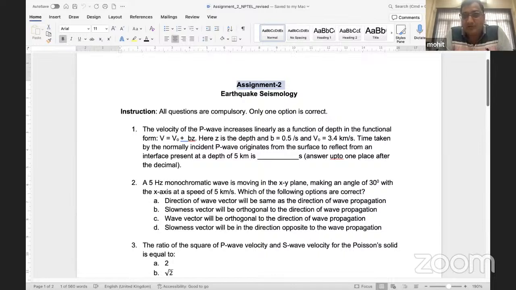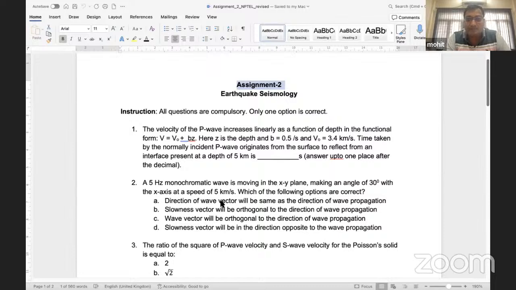V naught is 3.4 kilometer per second. What is the time taken by a normally incident P wave originating from the surface to reflect from an interface present at a depth of 5 kilometer? So I think this is a simple question, but let's solve this one.